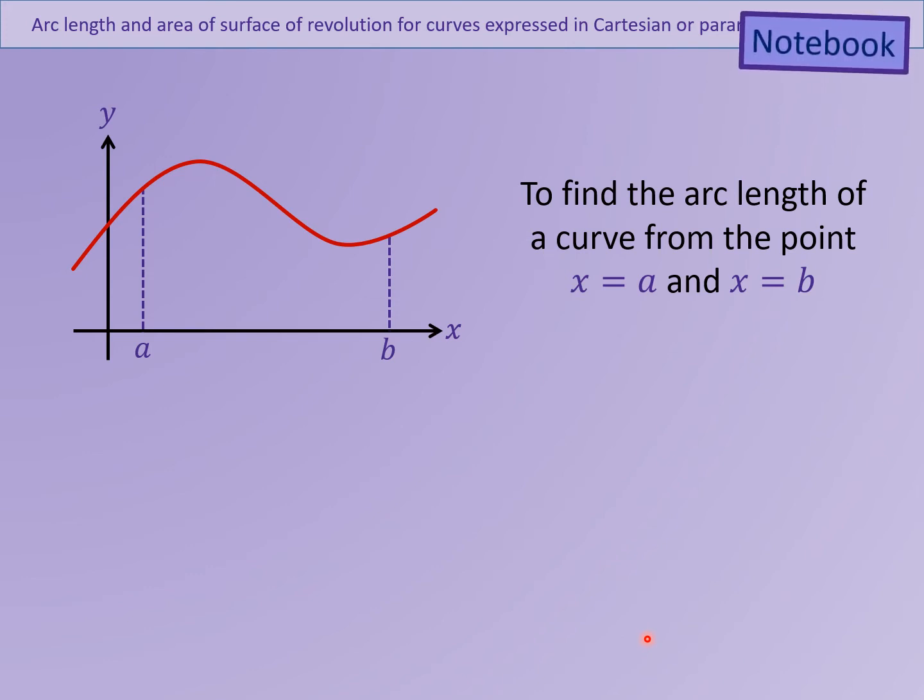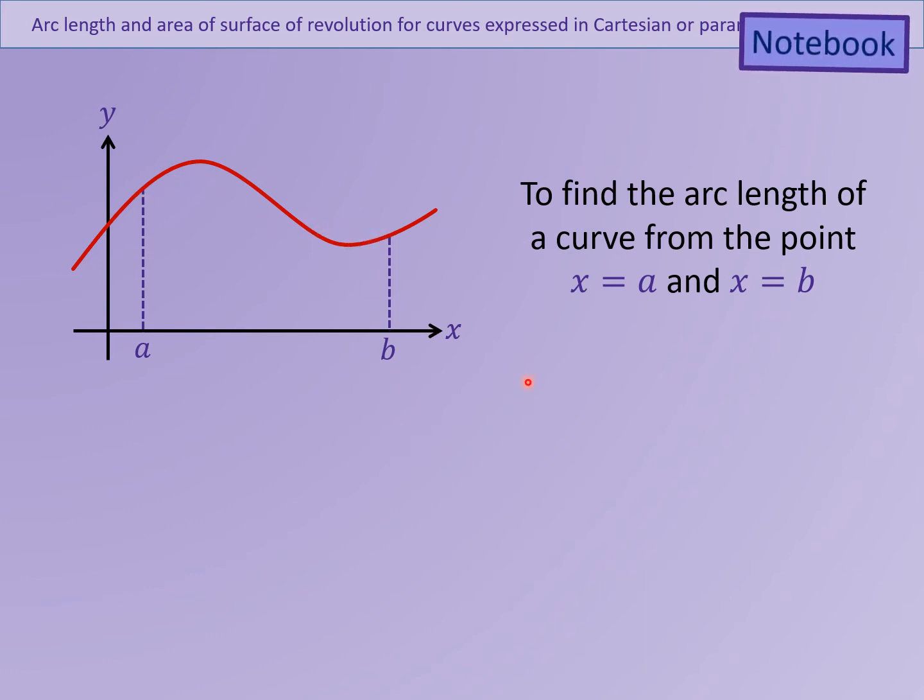So let's make sure we've got this nice and clear in our notebooks then. So there's my general arc. Just do a quick sketch for your notebooks. General arc. You've got two limits, and what we're looking for is the length of this section between A and B. We're looking for the length of that arc.